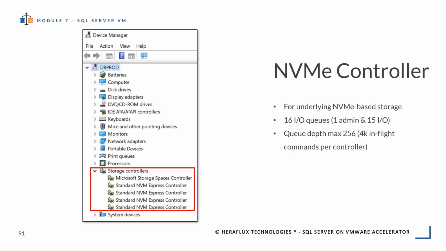It has 16 storage queues, 1 as an administrative command queue and 15 for storage commands. It has a maximum queue depth of 256 with 4,000 in-flight commands per controller. What all this means is that if your underlying storage is based on the NVMe storage protocol, you have a much greater ability to send many more concurrent commands to the storage and have it processed in a reasonable amount of time. This controller is capable of much wider storage access requests and can better take advantage of the improvements in this type of underlying storage.